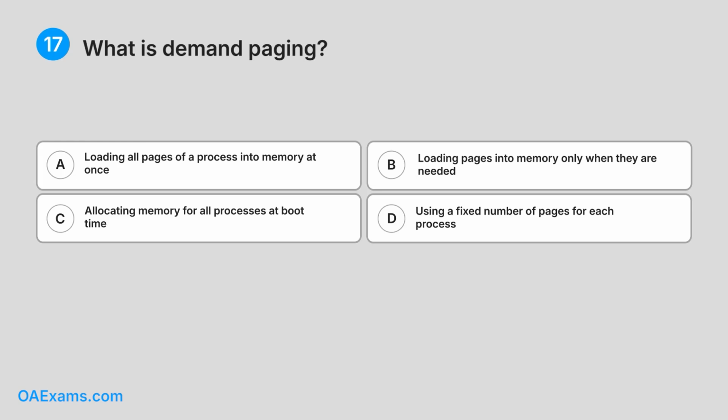A. Loading all pages of a process into memory at once. B. Loading pages into memory only when they are needed. C. Allocating memory for all processes at boot time. D. Using a fixed number of pages for each process. What do you think is the answer?